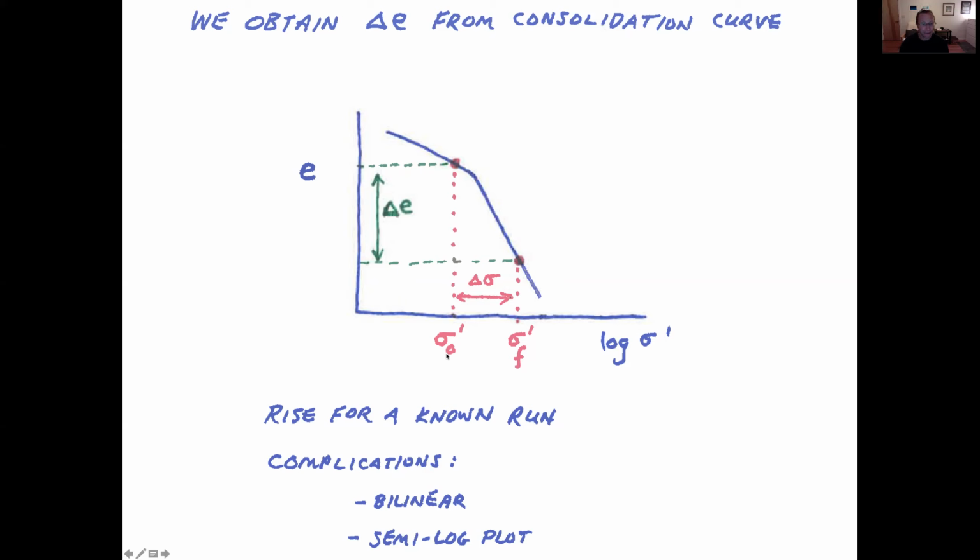And we would have a starting effective stress. We would have a final effective stress. And all we're trying to do is evaluate what's the rise for a known run. That's all, in straight, you know, middle school algebra terms. We're trying to get rise for known run. The complications here are that the trend that we're evaluating is bilinear and it's a semi-log plot. But aside from that, it is rise for a known run.